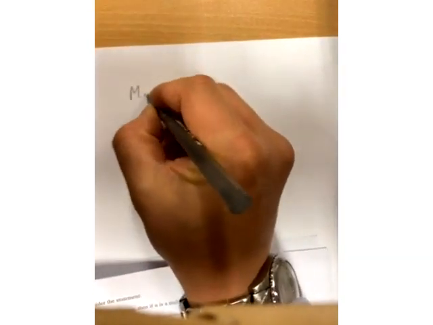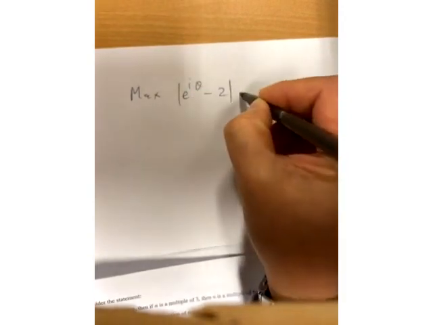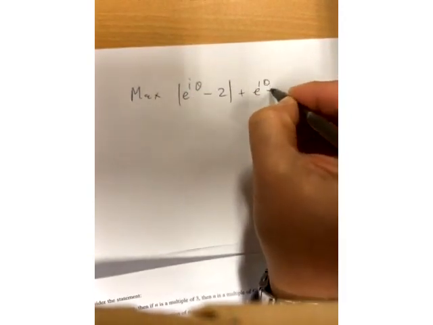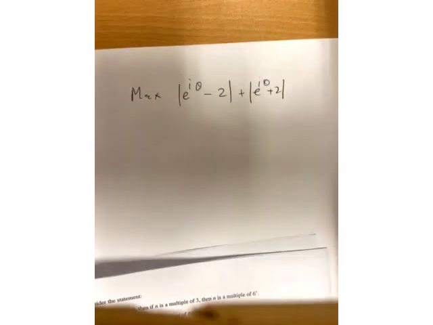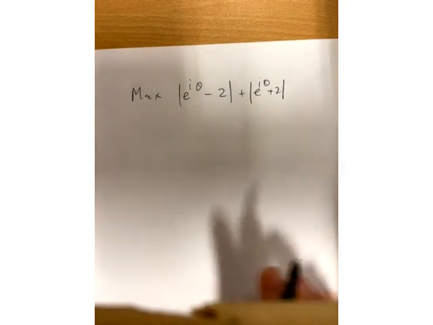Okay, today we're going to use the definition of modulus to solve question 9 of the HSC. And I'll rewrite that. Question 9 of the HSC 2020 says find the maximum value of |e^(iθ) − 2| + |e^(iθ) + 2|. Now, if you want to do this using algebra, it's quite hard. But if you use the definition of modulus, it's quite easy.